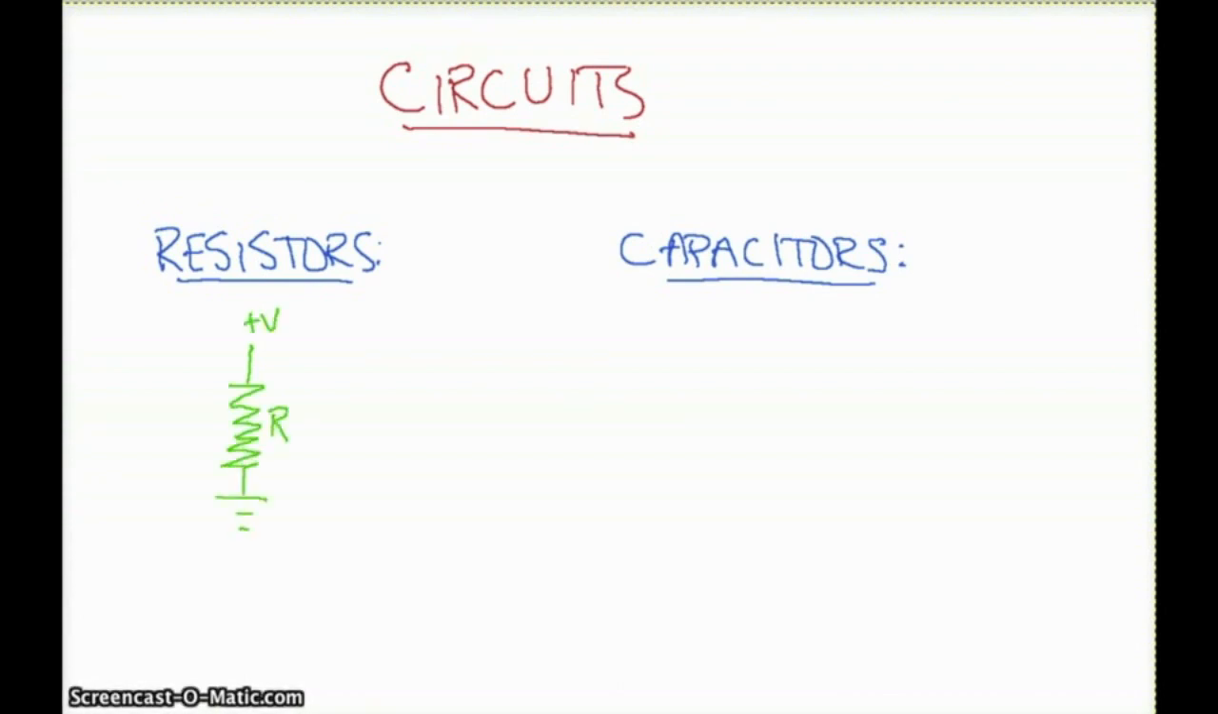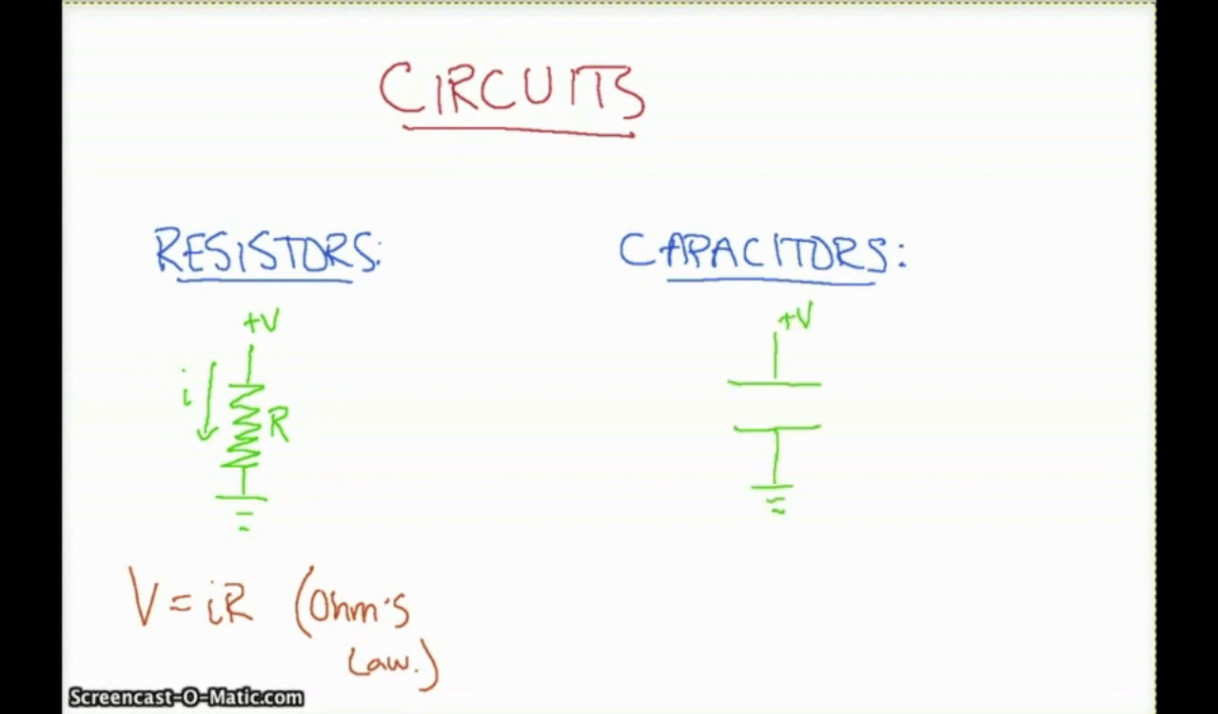When we apply a voltage across a resistor, current will flow from the more positive to more negative side of the resistor. The amount of current is determined by Ohm's law. Capacitors are drawn as two parallel plates. When we apply a voltage across a capacitor, a charge builds up on one plate and an opposite charge on the other. The amount of charge is the capacitance times the voltage applied.